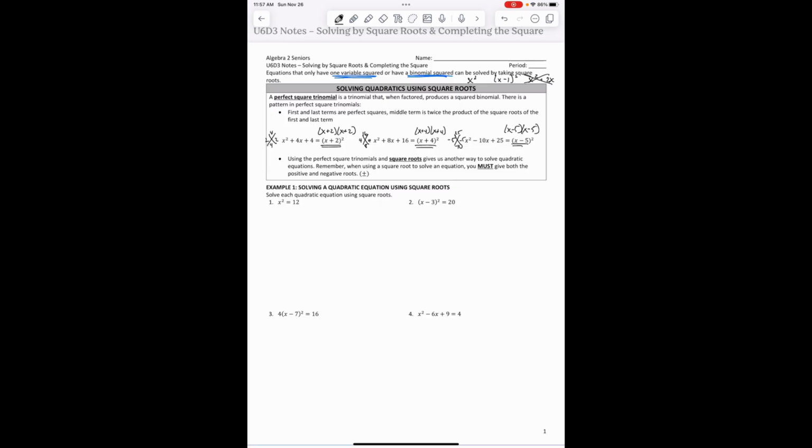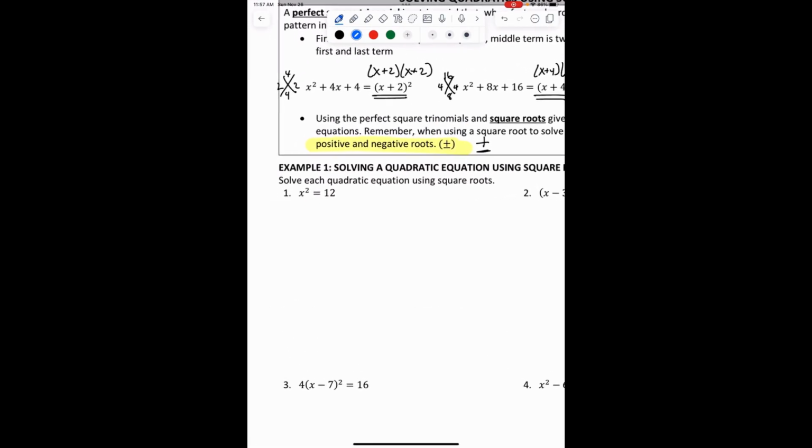So now, since we've created something that is a binomial squared, we can take a square root, okay? But when we take a square root of something, we have to give the positive and the negative roots, okay? So we have to put plus or minus with our answer, because remember, we talked about when we solve by factoring, the highest power tells us how many answers we should have, okay? So, like if we look at this first example, x squared equals 12, okay?